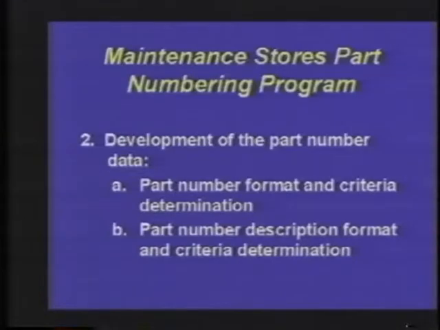Let me address format and criteria. Format is the number of digits in the part number. It also represents the field sizes and the number of fields within the part number. And criteria is the identification that each one of those field sizes would represent. And that is true for both the part number as well as the description.